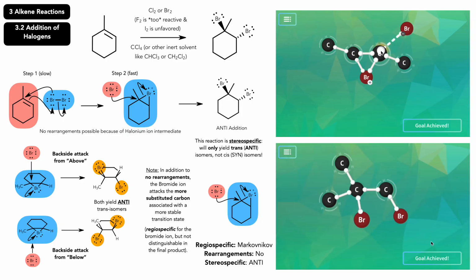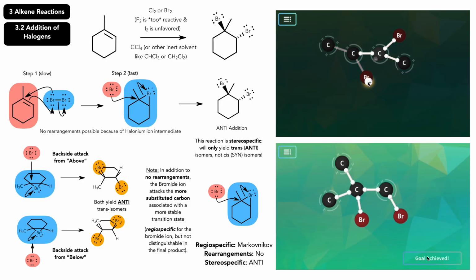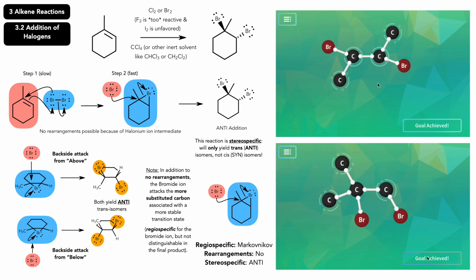What follows is a backside attack from the anion that was produced, and it forces anti-addition. So only trans products can form. Therefore, halogenation is most definitely regiospecific, because the halogen prefers the more substituted carbon. No rearrangements are possible because of the halonium ion intermediate, and it is stereospecific. That is, only anti-addition occurs.